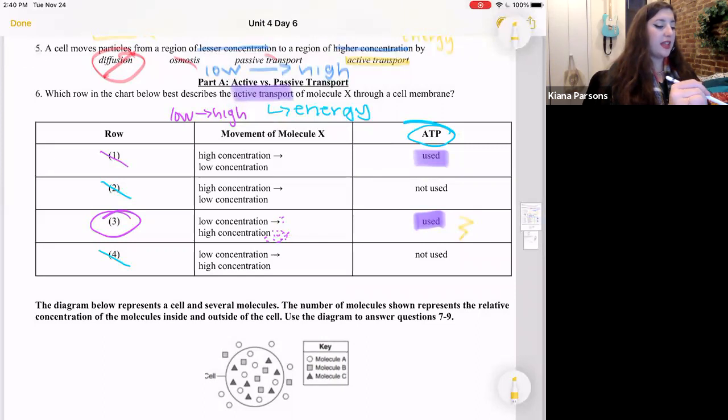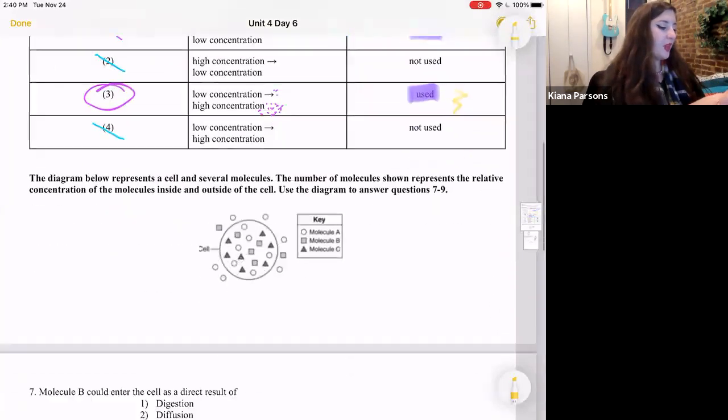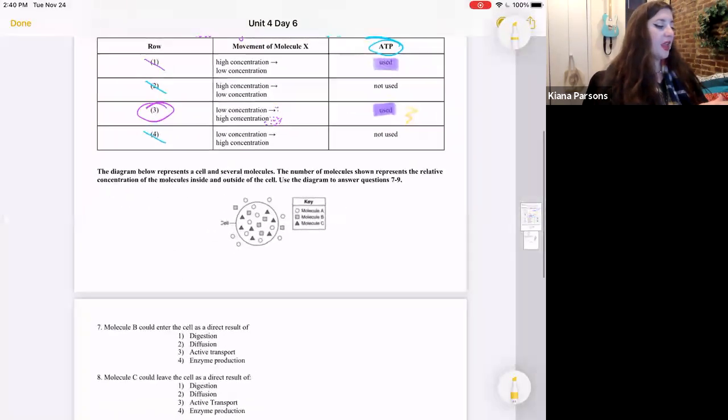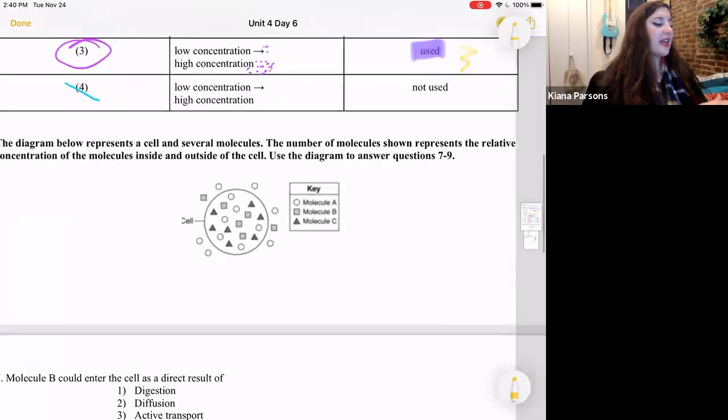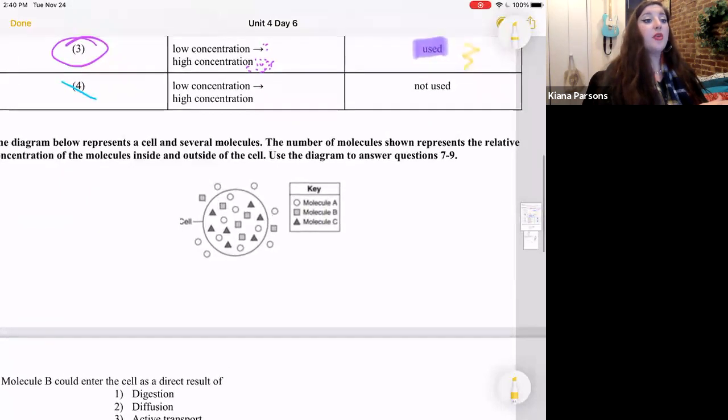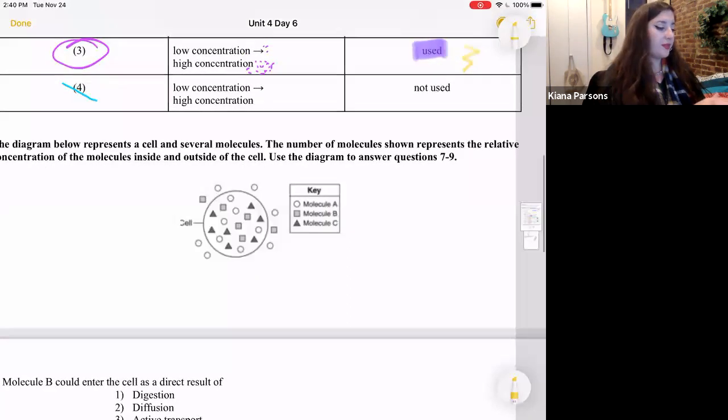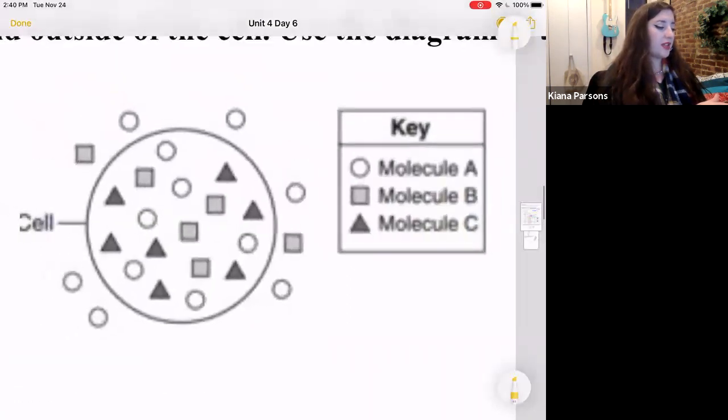ATP specifically is used, and it's going from low to high. All right, so let's take a look at this diagram. The diagram below represents a cell and several molecules. The number of molecules shown represents the relative concentration of the molecules inside and outside the cell.